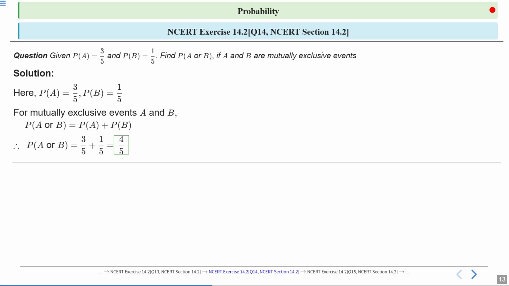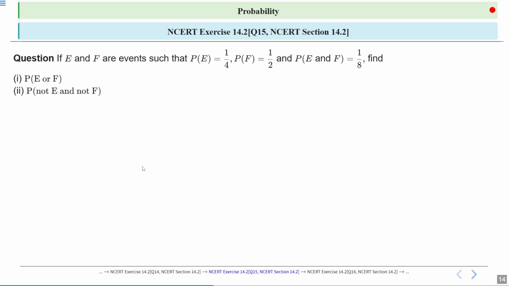So now just put the values, probability of A is 3 over 5 and probability of B is 1 over 5. Then you will obtain the value of probability of A or B. Clear? So probability of A or B is equal to 3 over 5 plus 1 over 5. Now calculate it, then you will get 4 over 5. Therefore probability of A or B is equal to 4 over 5. I hope it is clear to all of you. Now let us move to the next question.